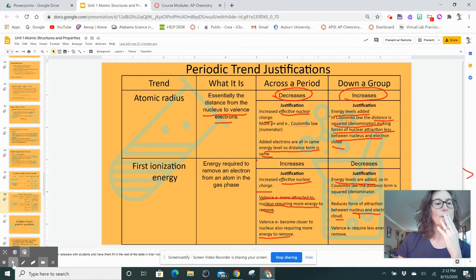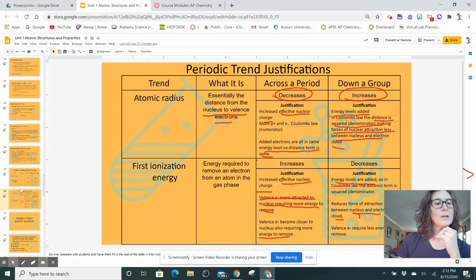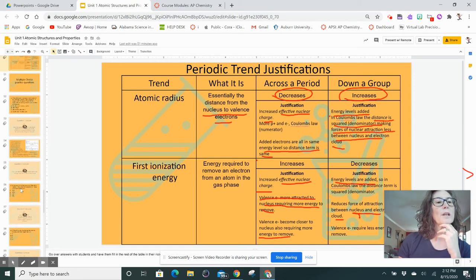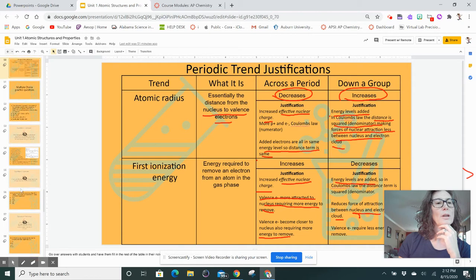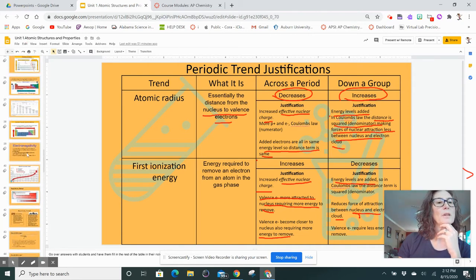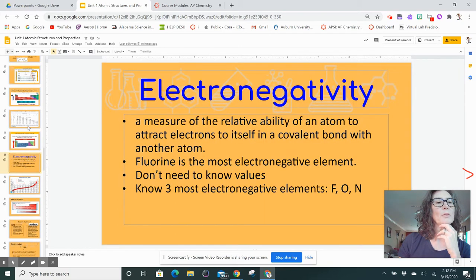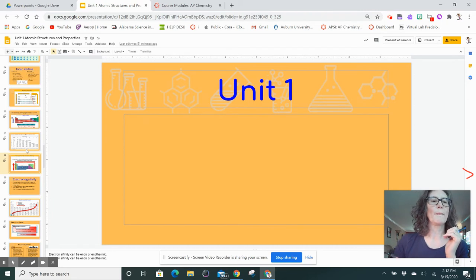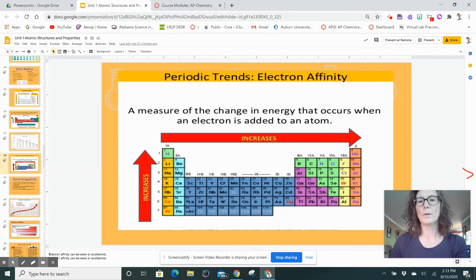Okay, let's see if I can find my slide on electron affinity. Somehow I missed it. Yeah, I skipped it. Let's go back up here. Come on. Oh, come on. What are you doing? There we go. Electron affinity.